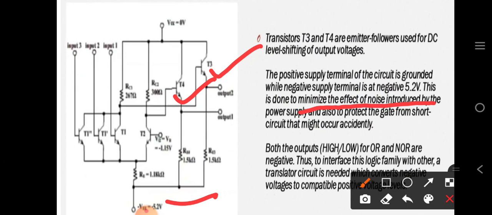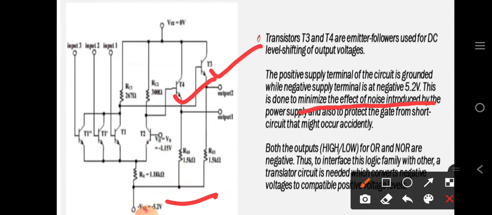Both the outputs, high and low, OR and NOR, are negative. Thus, to interface this logic family with others, a transistor circuit is needed which converts negative voltage to compatible positive voltage levels. So this circuit diagram is explained here completely.